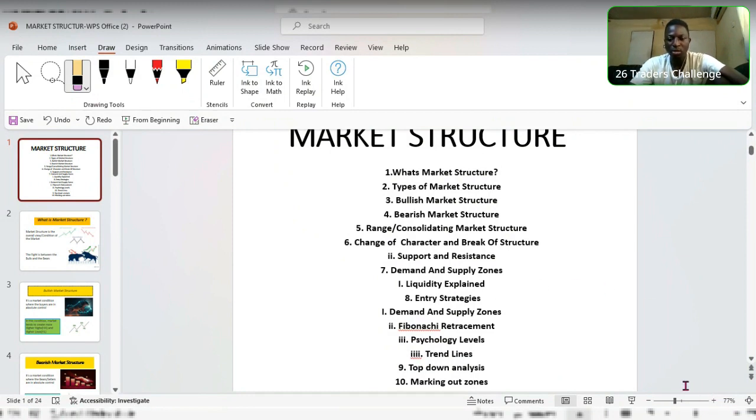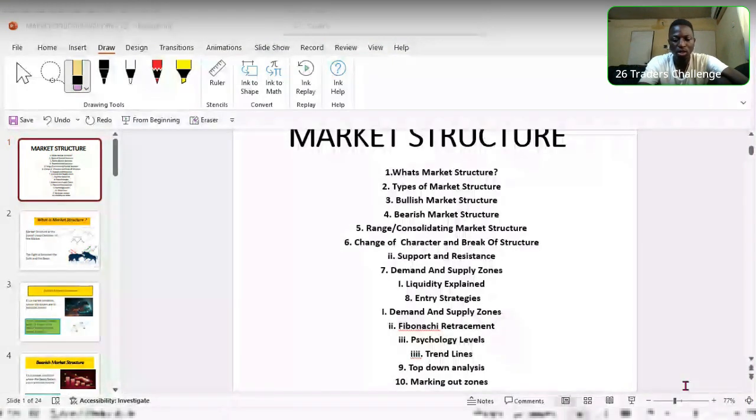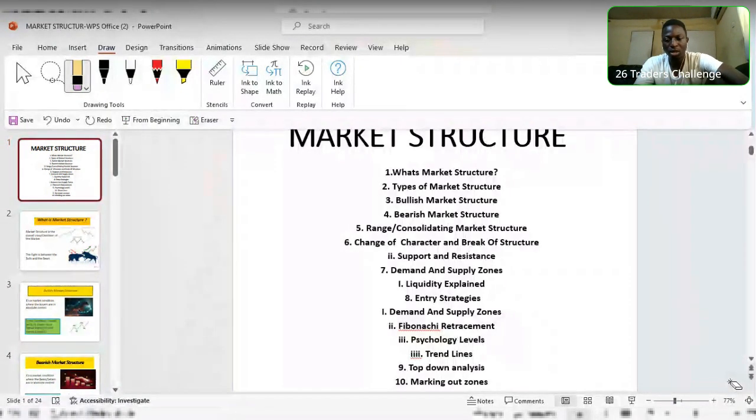So the first one is demand and supply, the strategy we are using for our entry zone. This is the major strategy I use for my trade. Demand and supply. Number two, Fibonacci retracement. Number three, we have psychology levels. I use this one so much as well. Trend line, I don't really use it. Top-down analysis, and marking out zones in the market.